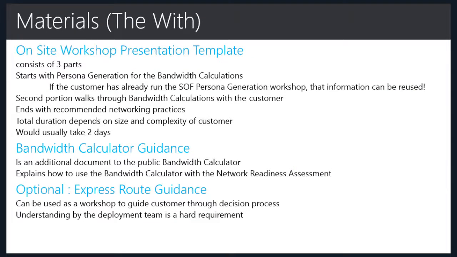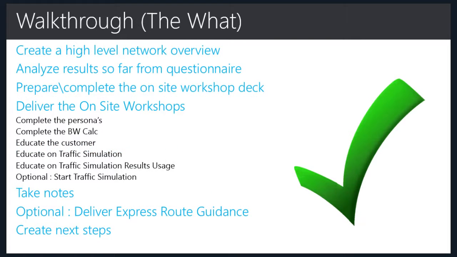What's optional? I'm sorry, one step back. What's optional is to deliver the ExpressRoute guidance. So you've walked through the ExpressRoute guidance in the preparation stage. And this is also the point where you decide, should we redeliver this for the customer? If this applies to the customer, at this point, this would be a good time to also deliver that ExpressRoute workshop. At the end of the week, you should create the next steps.